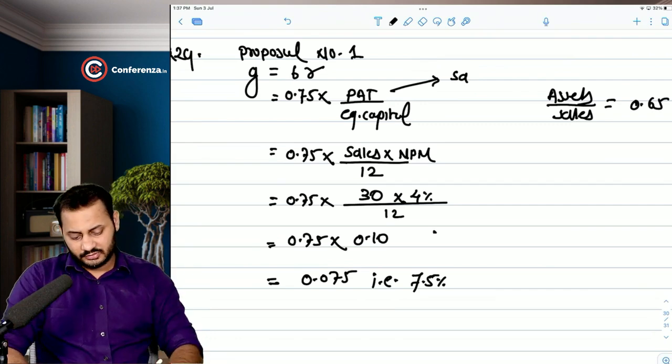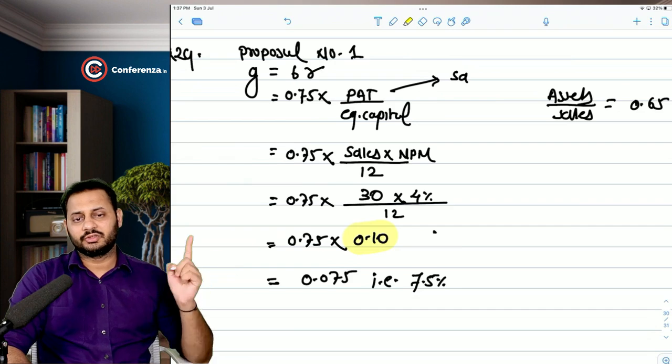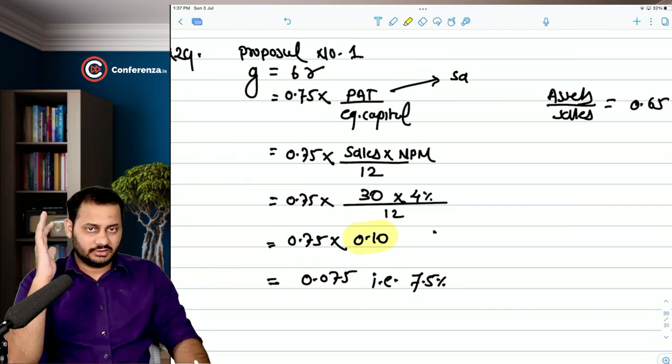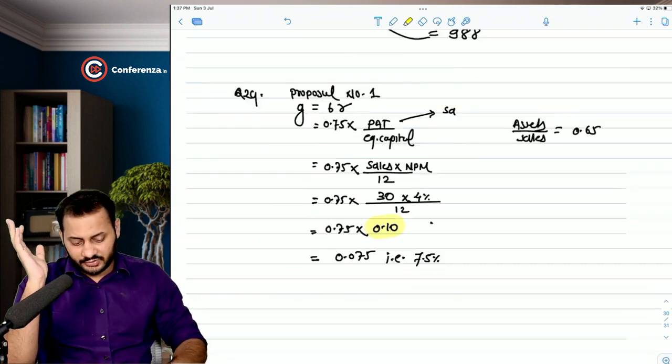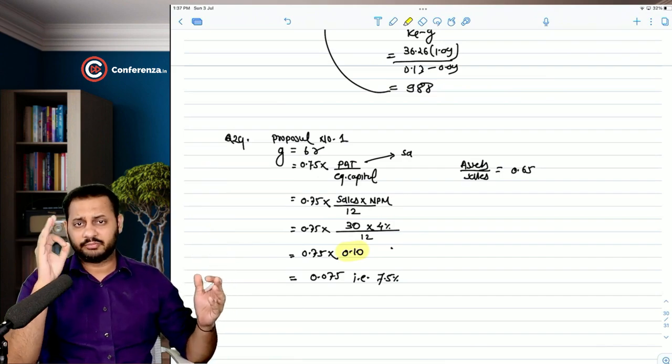10% is the return on equity. 0.75 is the retention ratio. So growth rate should be 7.5%. But there is something very serious in the answer of the institute. I am going to explain that. It was just this much if you go step by step.